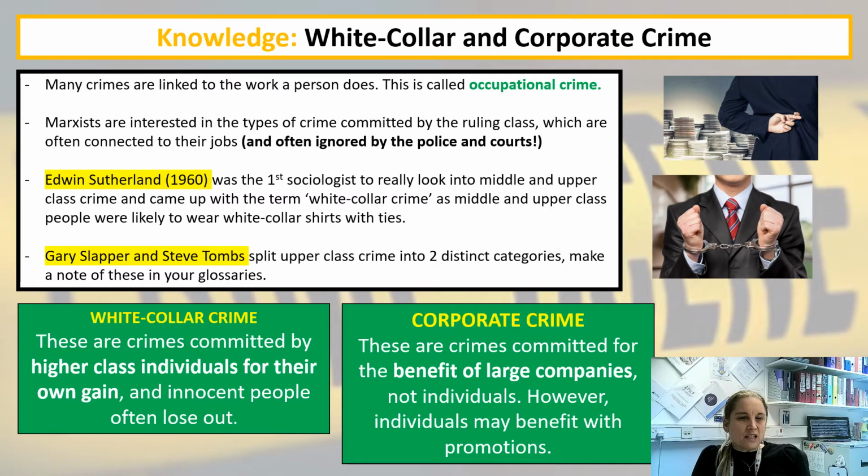And then we've got Gary Slapper and Steve Tombs, who split upper class crime into two distinct categories. So I want you to make a note in your glossary as these key words, these two categories that Slapper and Tombs came up with. White collar crime, crimes committed by higher class individuals for their own gain, innocent people often losing out. And then corporate crime, crimes committed for the benefit of large companies, not individuals. But individuals may benefit because the company is successful, the individual may get pay rises, promotions, etc. So again, press pause, jot those key bits into your book.